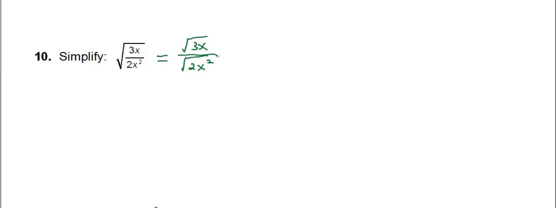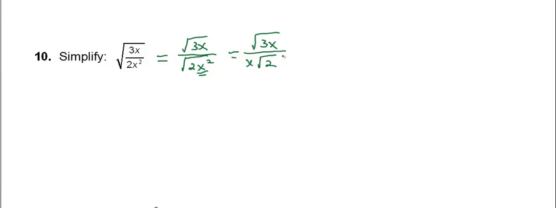Our next step is to simplify the numerator and denominator if possible. The numerator doesn't have any perfect square factors, so it stays as just the square root of 3x. In our denominator, x squared is a perfect square. The square root of x squared is x, so we can rewrite our denominator as x times the square root of 2.